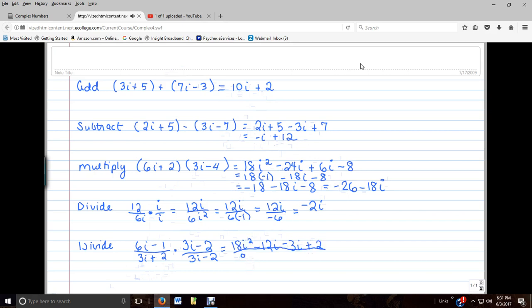3i times 3i is 9i squared. 3i times negative 2 is negative 6i. 2 times 3i is positive 6i. And 2 times negative 2 is negative 4.